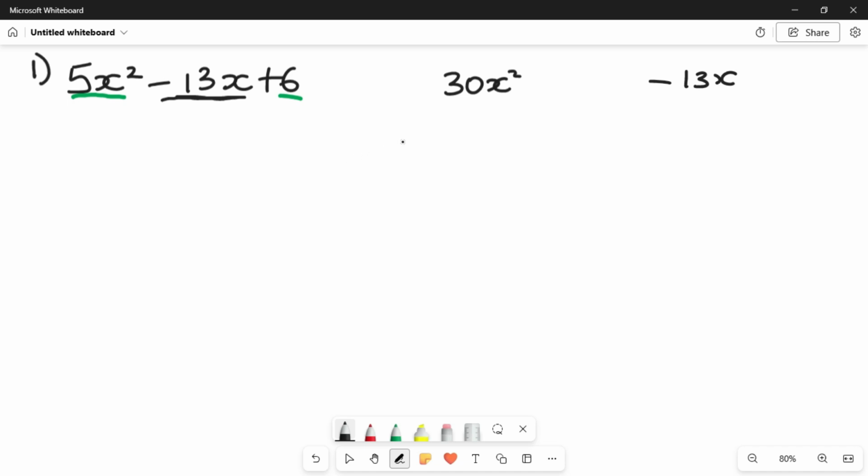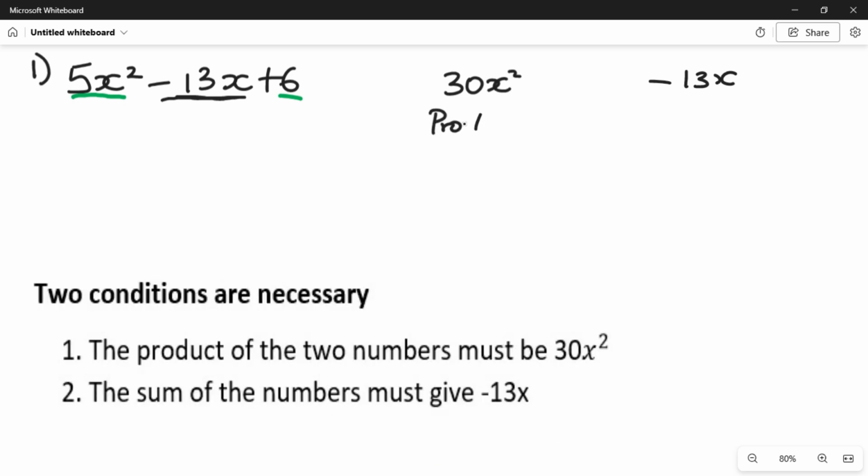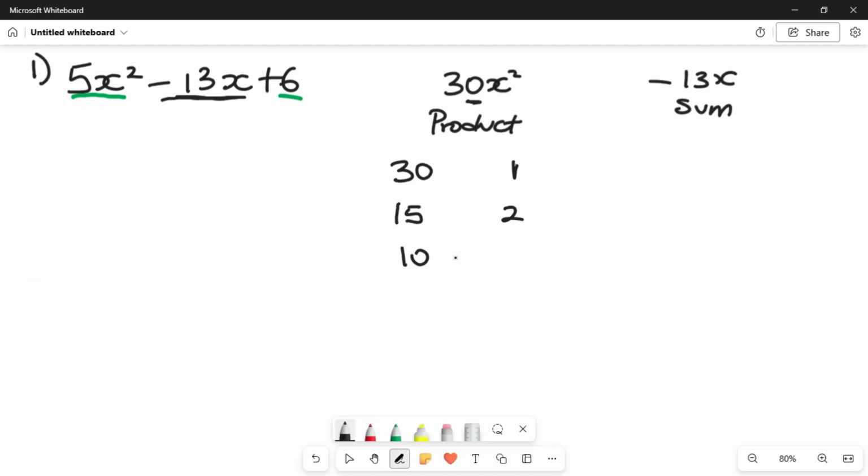So what we are actually looking for, we are looking for two numbers whose product will give us this 30x squared, and sum will give us minus 13x. So to do that, we have 30 and 1, because 30 times 1 will give us 30. For now, let's leave the x squared. So we could also have 15 and 2, then 10 and 3. So out of all these pairs of numbers, because they all give us 30, which one do you think is going to give us 13?